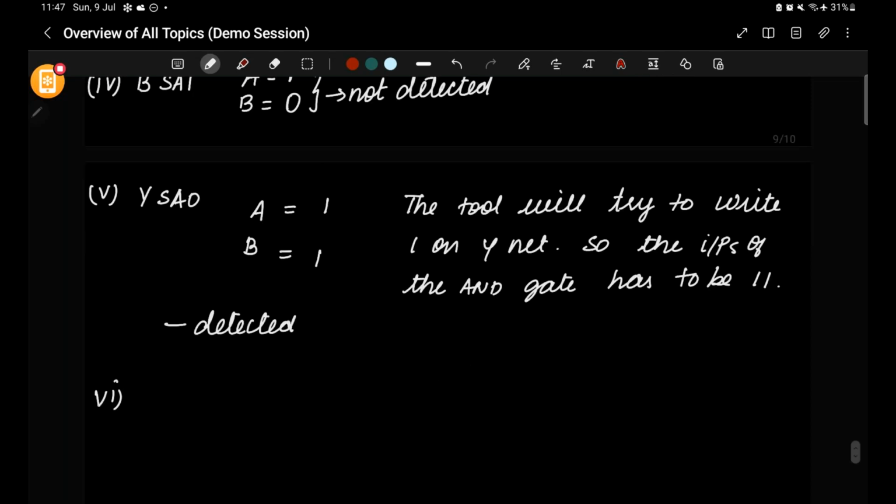Now Y stuck at 1. We will discuss this D algorithm also when we discuss fault simulation. All these things we will discuss during our original ATPG class.